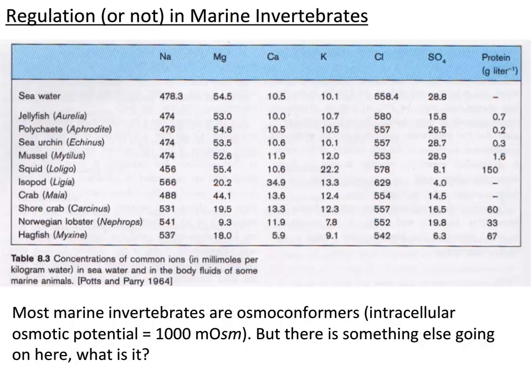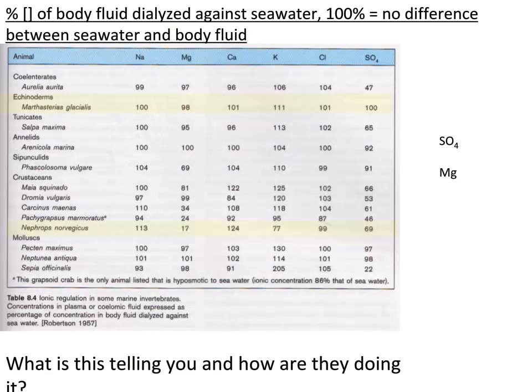So their osmotic potentials are the same, but are their ionic compositions the same? Well, your obvious answer is, duh, no, Seb, if they were the same inside as outside, they would be the outside environment, they wouldn't be alive. So here we've got a plot of percentage of body fluid dialyzed against seawater. If the number is less than 100%, that means there's more of the ions in seawater than inside. And if the number is greater than 100%, then it means there's more ions intracellularly than extracellularly. And we can quite clearly see here that although these organisms are isoosmotic with seawater, as we would expect, some of the ions are the same, but some of the ions have very different concentrations inside versus outside.